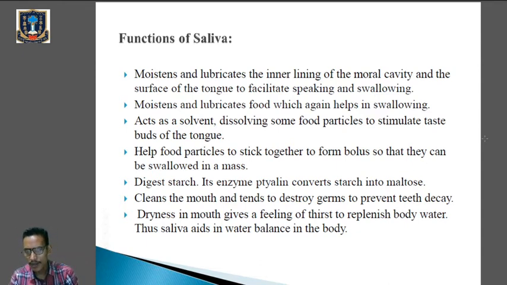Whenever our body is lacking water, our mouth will be dry. In that case, we have to drink water. So dryness in mouth gives a feeling of thirst to replenish the amount of water present in the body. Thus the saliva also helps to maintain the water balance in the body. So these are the functions of saliva.